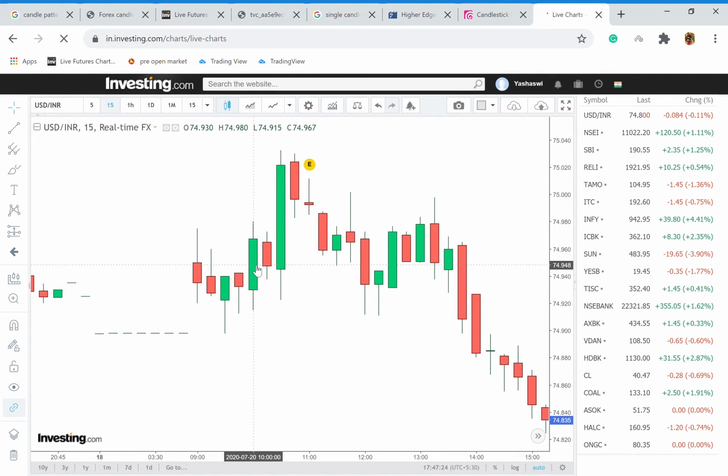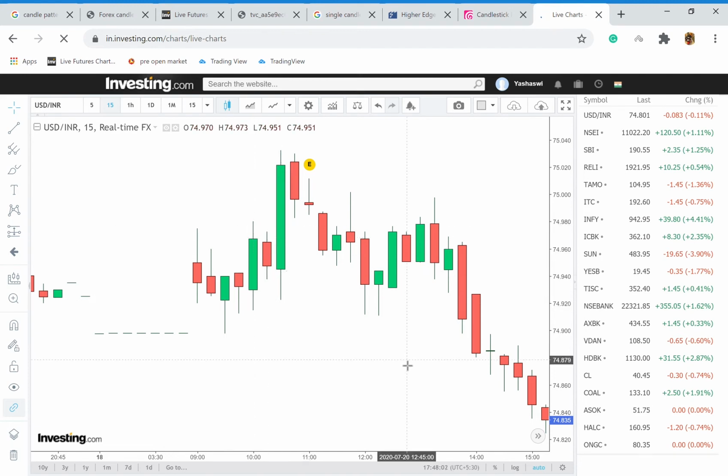Open says 74.93. It opened at 74.93 and closed at 74.96. The close is higher than the open, hence it is represented in green. High was 74.980 and low was 74.915. Hence the wick is representing the difference when the open is not the same as the low, and the high is not the same as the close.